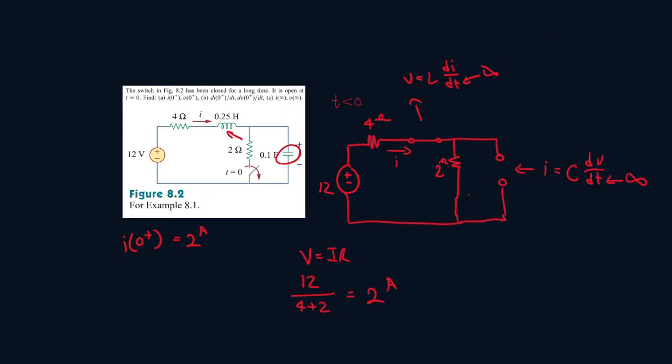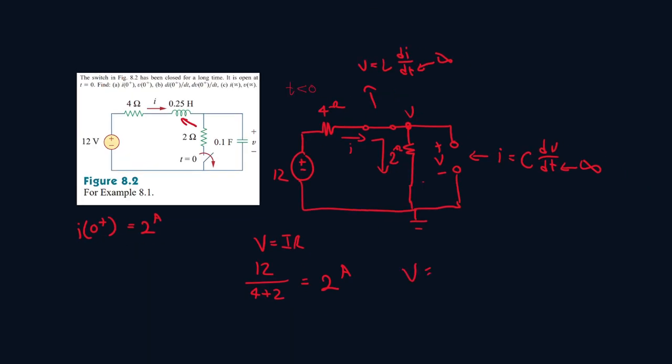Now we got to find V for when t was 0. So the voltage at this region should be the same as the voltage at this region, and obviously we see when the current passes through here, the voltage must drop to 0. So the voltage at this resistor should be equal to the voltage here. So V will be equal to 2 times I, and I was 2. So V is equal to 4.